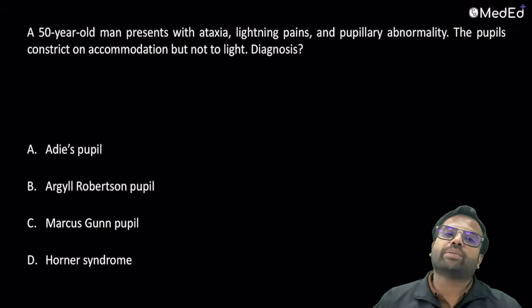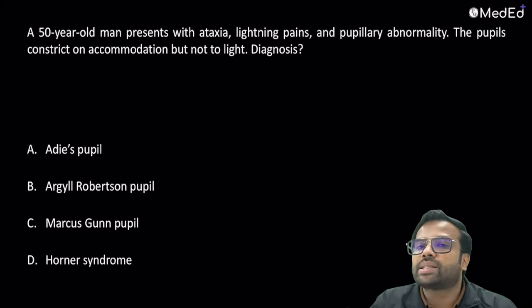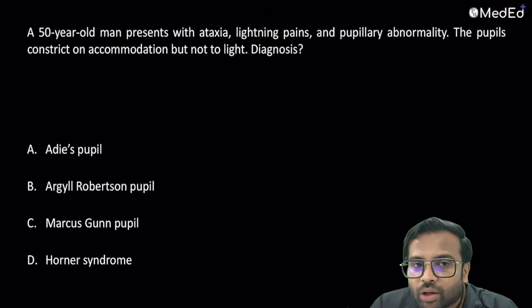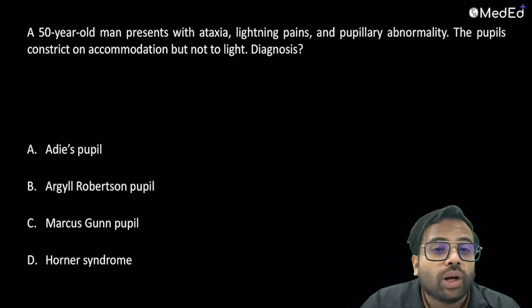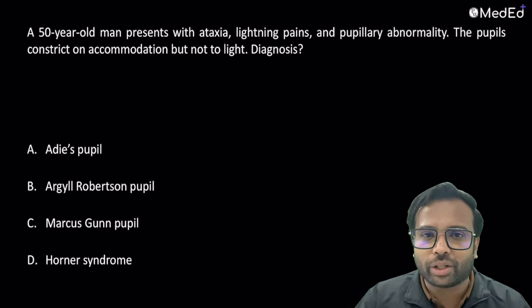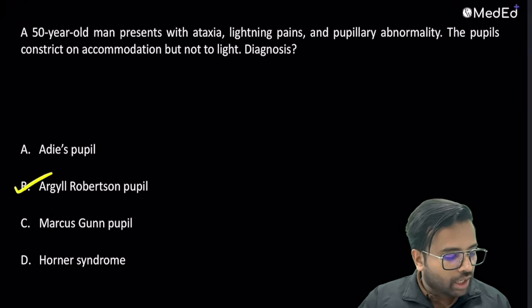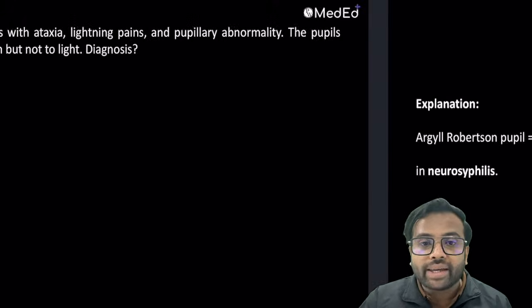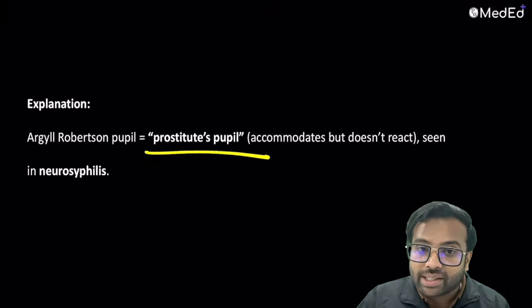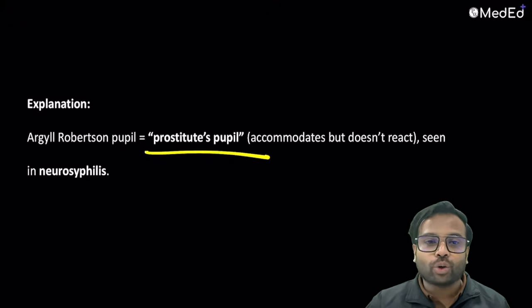So now let's see another MCQ. A 50-year-old man presents with ataxia, lightning pains and a pupillary abnormality. The pupils constrict on accommodation but not to light. So what is the name of this kind of pupil? We have already discussed it during our lecture. So this type of pupil is called Argyll-Robertson pupil. Why is this called a prostitute's pupil? Because it accommodates but it does not react, isn't it? So that is seen in neurosyphilis.